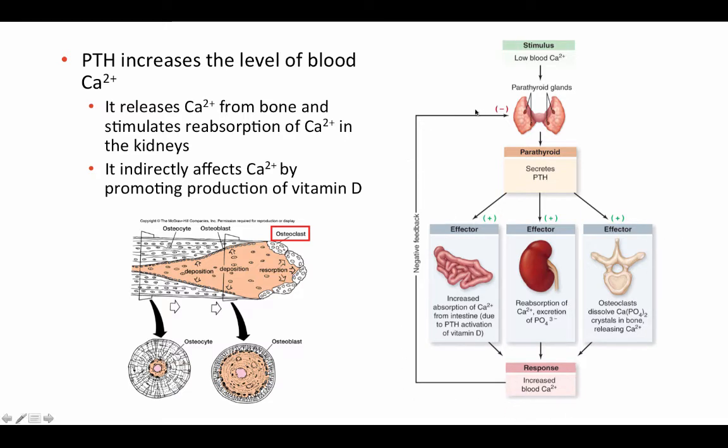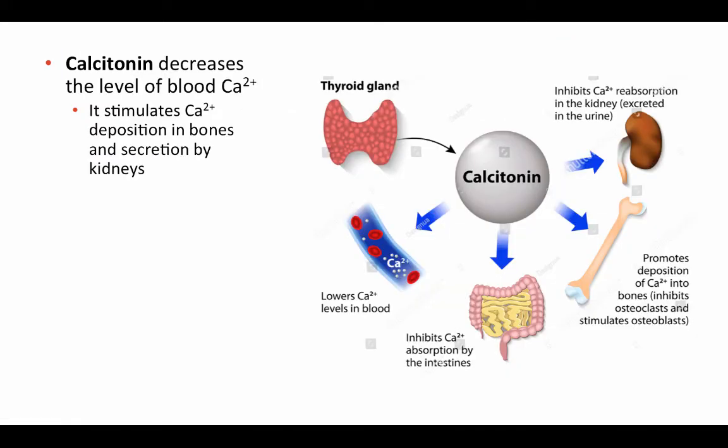A negative feedback loop is going to tell the parathyroid glands to stop releasing parathyroid hormone, and balance will be attained. There's another factor, though, that also plays the opposite role in this whole process, and that is the hormone calcitonin. Calcitonin is released by the thyroid gland, and it is going to work to decrease the level of circulating calcium ions in the blood.